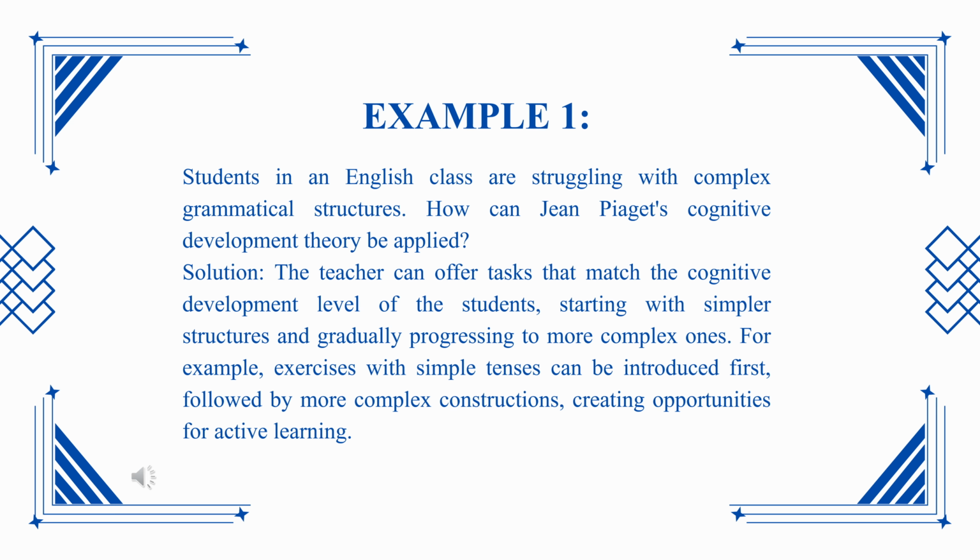The first example concerns students who struggle with complex grammar. Piaget's theory suggests that the teacher should begin with simpler material and move gradually toward greater complexity. Such progression reflects the learner's cognitive readiness and makes learning more accessible.